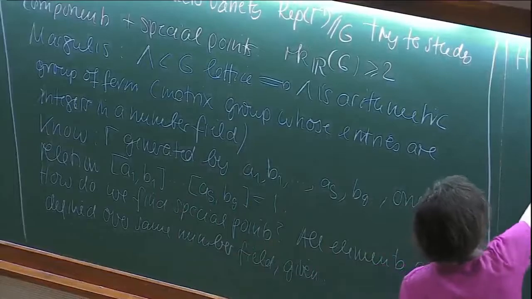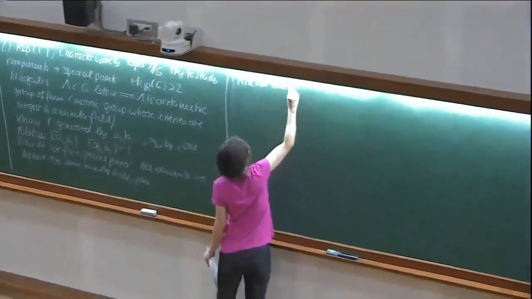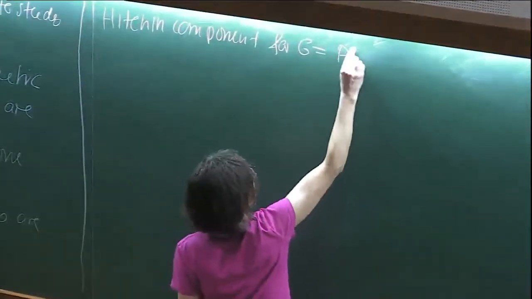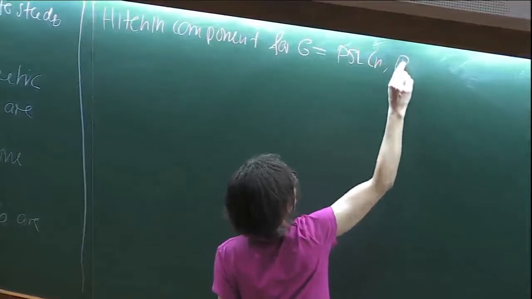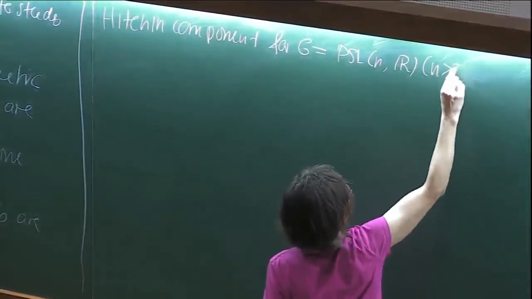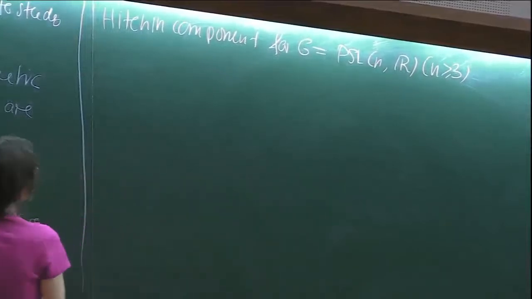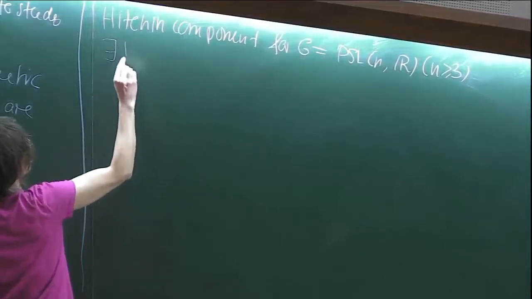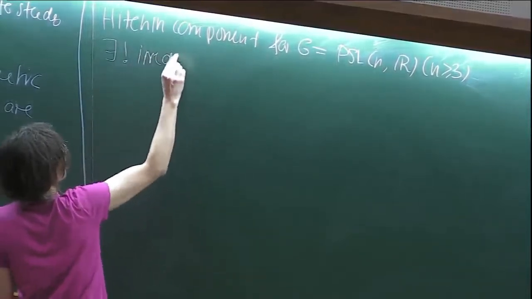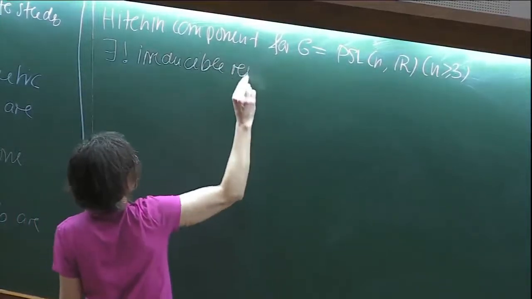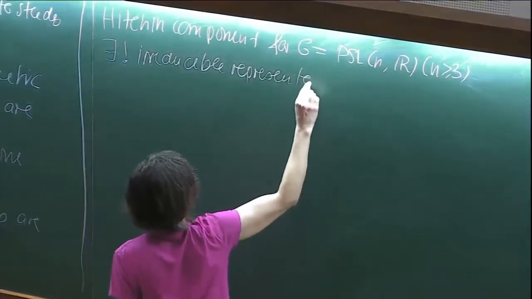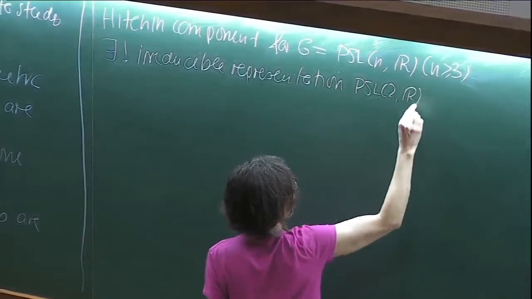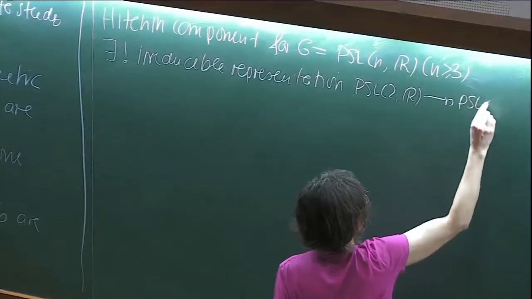But let me point out that you have a Hitchin component in the case G is equal to PSL(n, R), and here n is bigger or equal than 3. We have seen this before, but let me remind you what the Hitchin component is. The Hitchin component is just given as follows. There exists a unique irreducible representation of PSL(2, R) into PSL(n, R).